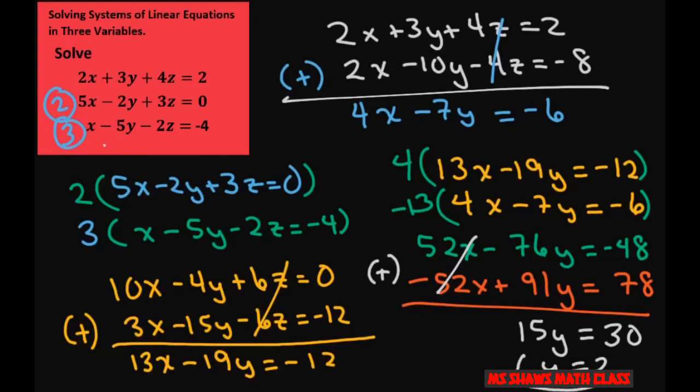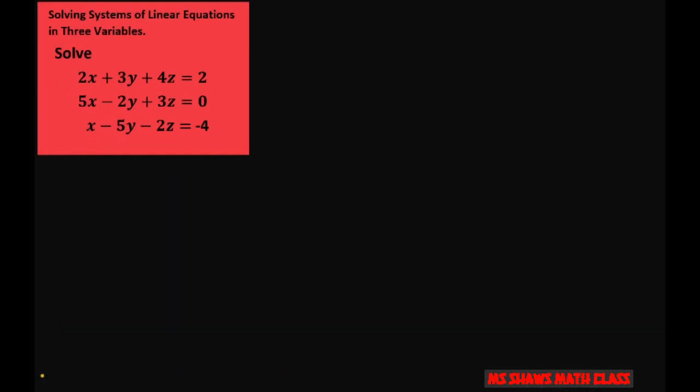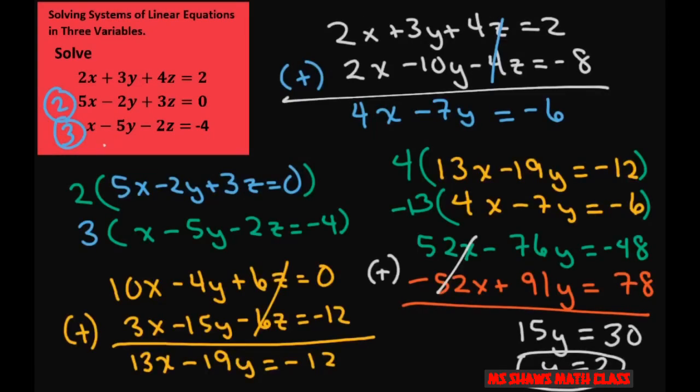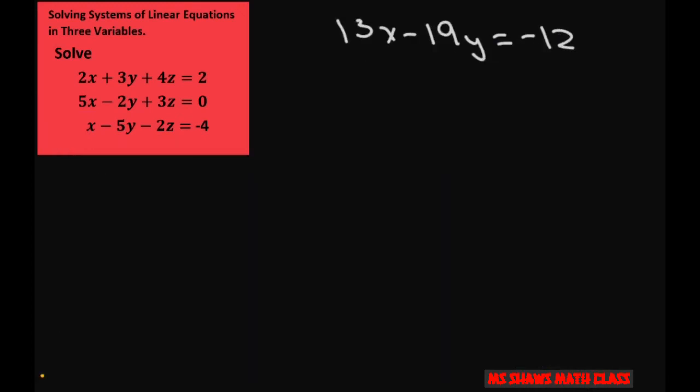All right, now I'm going to take my 2 equations and solve for x. I'm going to have to go back and forth on this one. So we have 13x minus 19y equals negative 12. And the other one was 4x minus 7y equals negative 6.